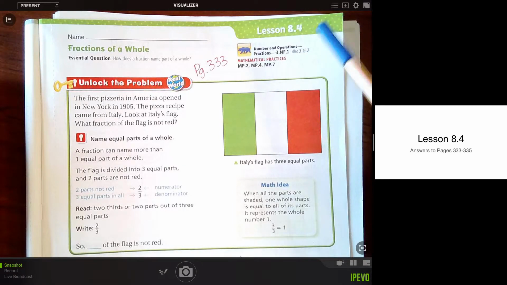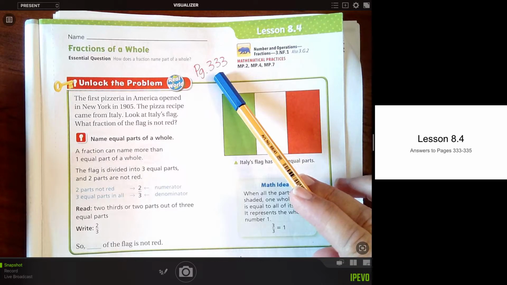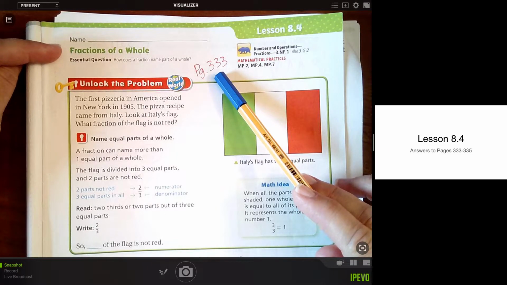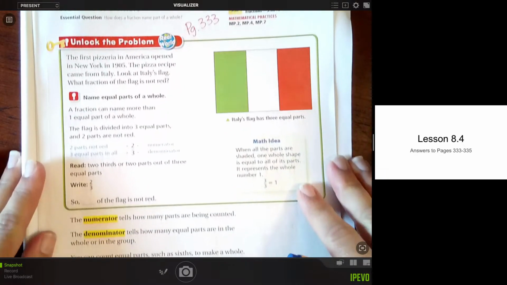We are going to go over in this video lesson 8.4. We're on page 333, fractions of a whole. The essential question: how does a fraction name part of a whole? All right, we're going to unlock the problem.